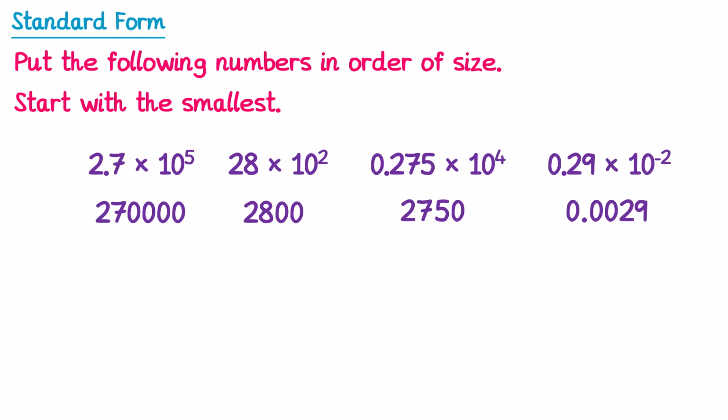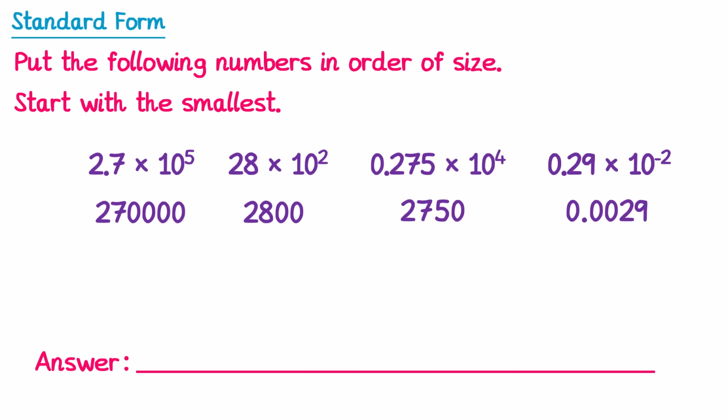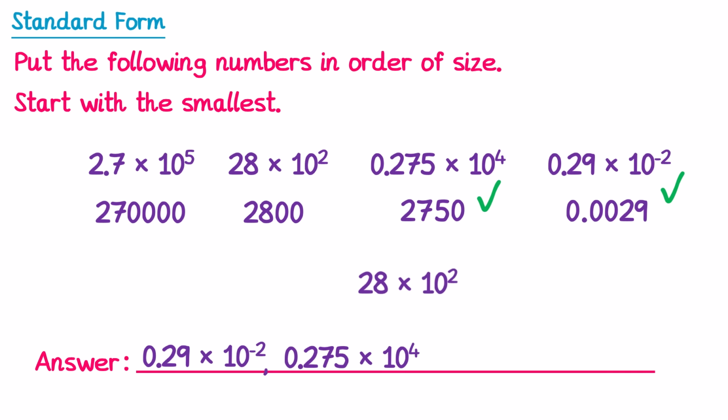So we're now ready to put these in order again. We'll choose the smallest one, which was 0.0029, or 0.29 times 10 to the power negative 2. And let's take that one off. Then for the next smallest one, 2,750, or 0.275 times 10 to the power 4. And if we take that one off, and on to the next one, 2,800, or 28 times 10 to the power 2. And if we take that one off, the final one, 270,000, or 2.7 times 10 to the power 5.